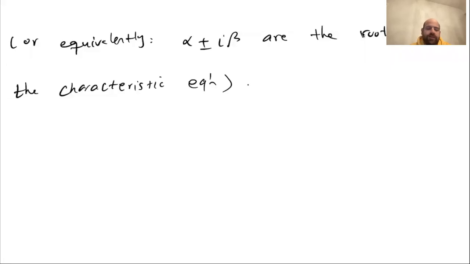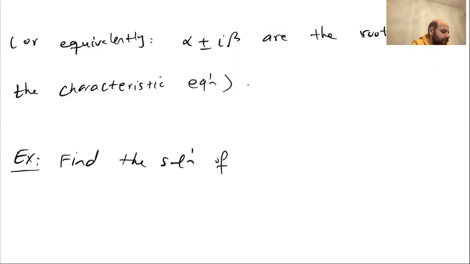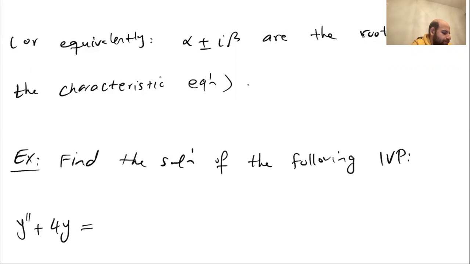All right, let's look at a simple example here. Example: find the solution of the following IVP, initial value problem. Let's say y double prime plus 4y equals 0 with y of 0 equals y prime of 0 equals 1.